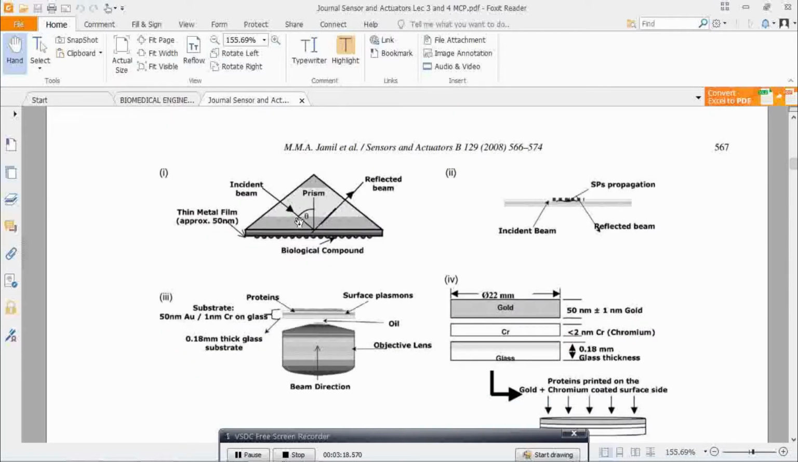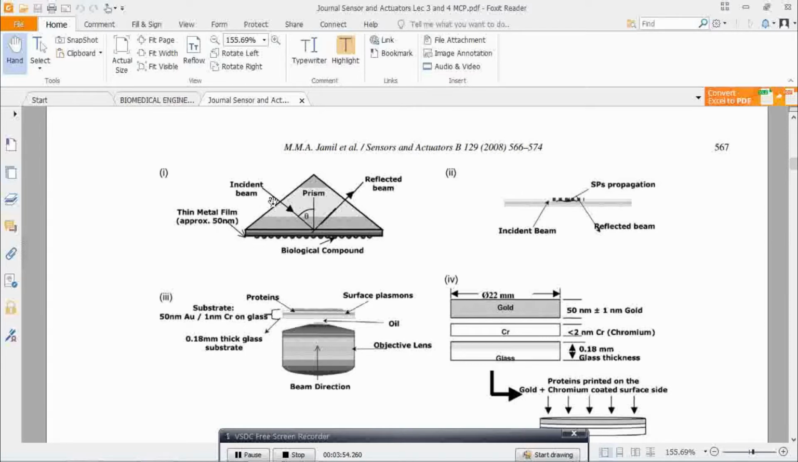Now this is what we call the Plasmon based configuration. You have the normal prism, okay, and then this prism is coated with metallic layers of material. For example here they use a silver metal film, approximately 50 nanometers. On top of that is what we call a biological compound, which is microstructured on the metal layer.